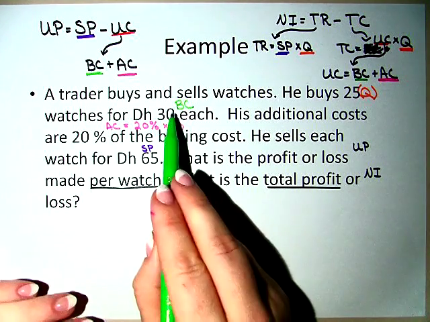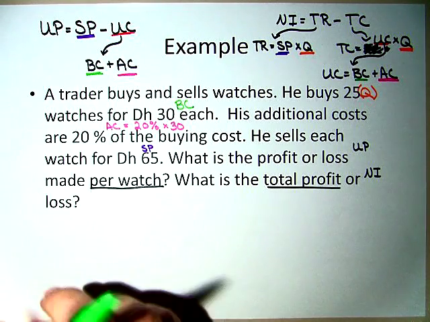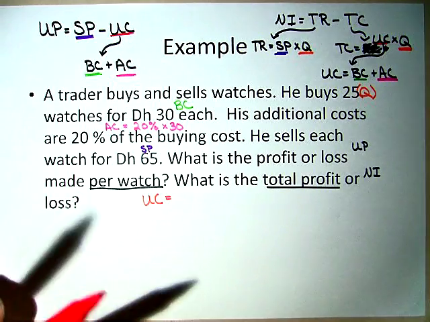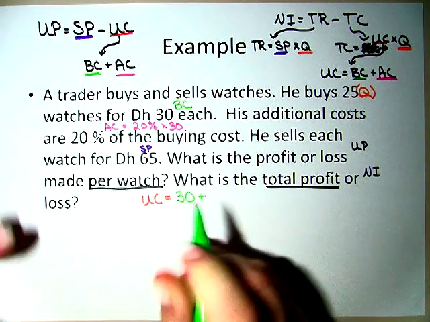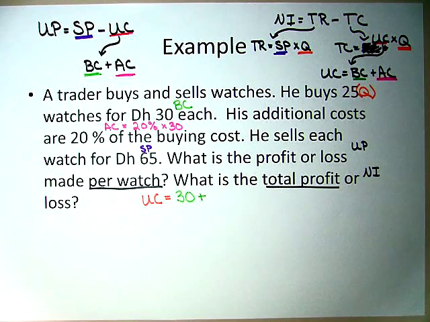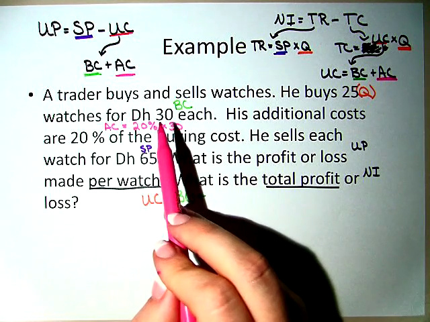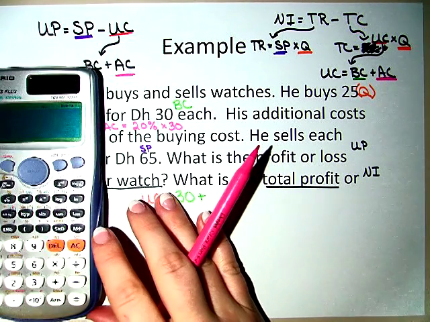So the buying cost is 30 dirhams each. So my unit cost is 30 dirhams plus this additional cost. Now the additional cost was 20% of the buying cost. So we need to take the calculator and we need to do that.